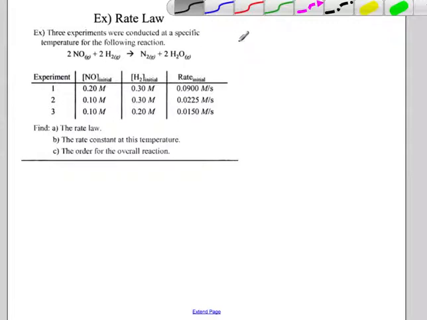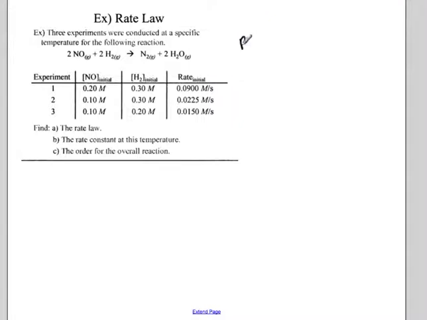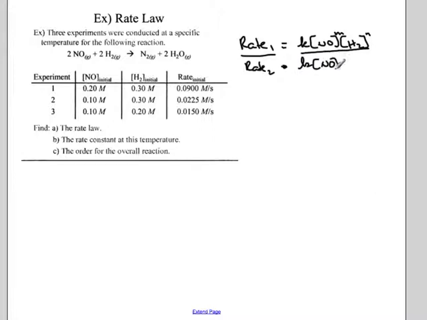So we know the rate of experiment 1. The rate of experiment 1 is equal to K, the concentration of the NO to the M power, and then the concentration of the H2 to the nth power. Now we don't know what M and N are because this is what we're trying to find. We're going to compare that to the rate of experiment 2, where we have K, the concentration of the NO to the M, and then the H2 to the N.